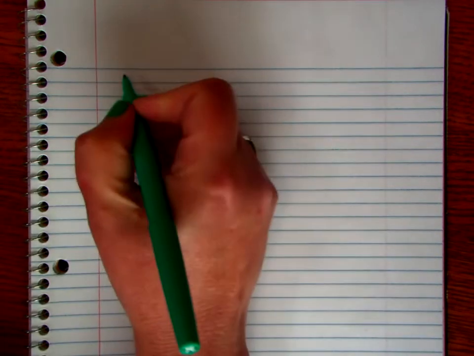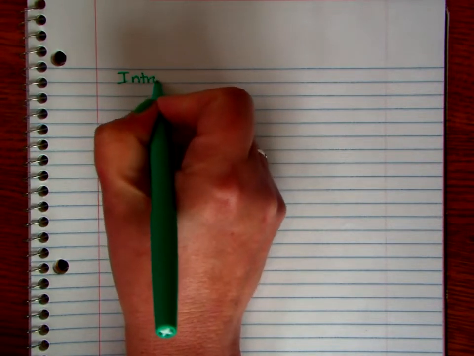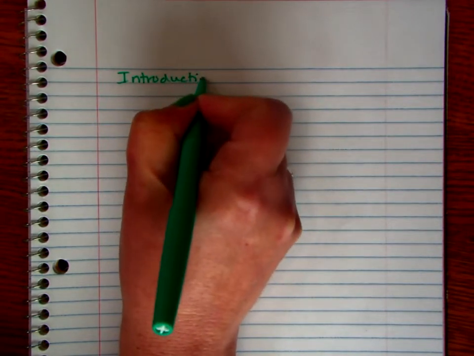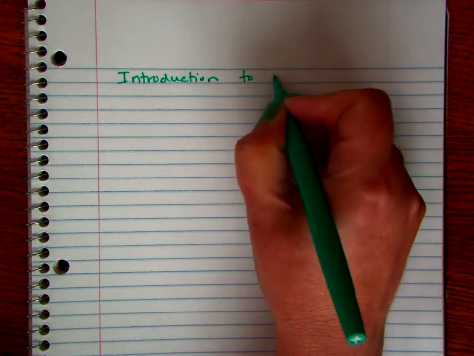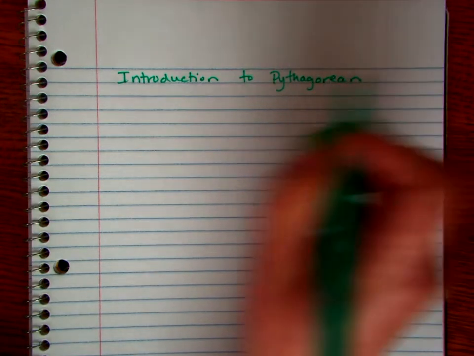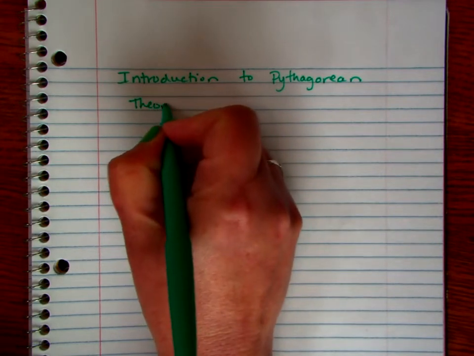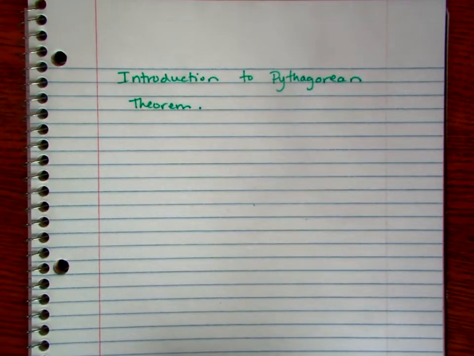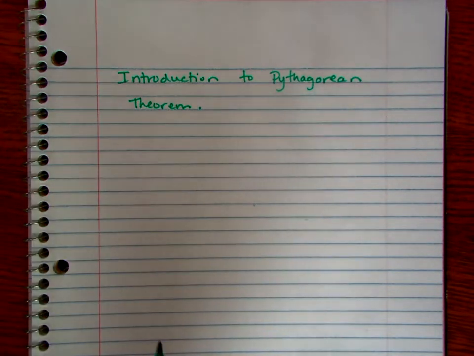Okay, so we're going to do some notes. This is the introduction to what's called the Pythagorean Theorem. Okay, and this is going to have to do with triangles. So basically what we're going to do is remind ourselves of some things about triangles.